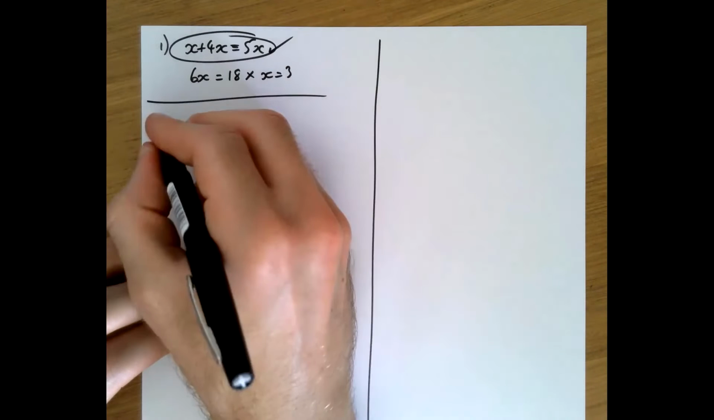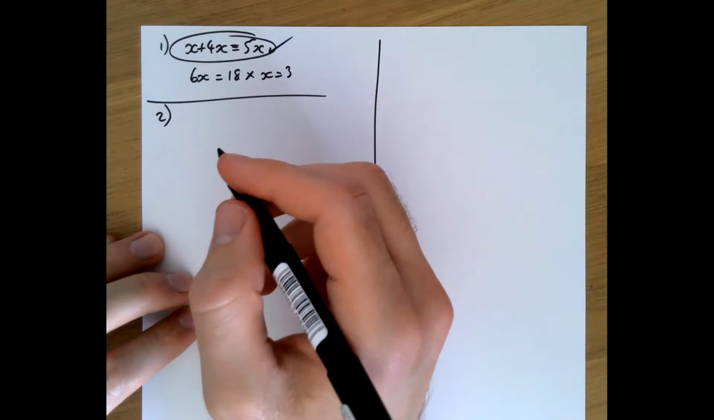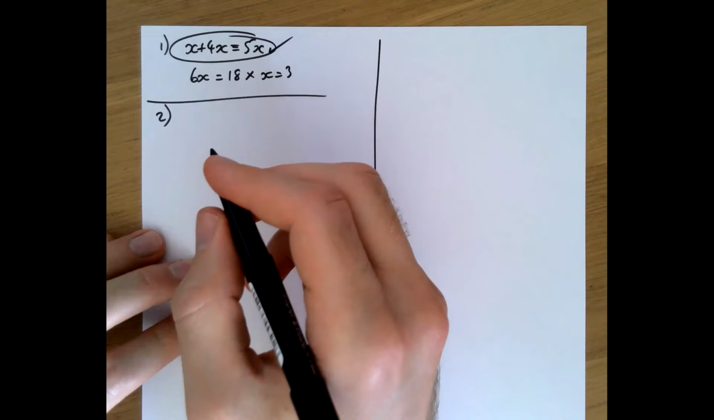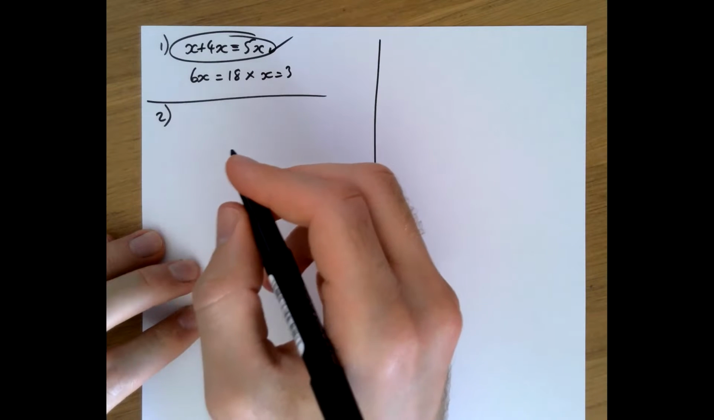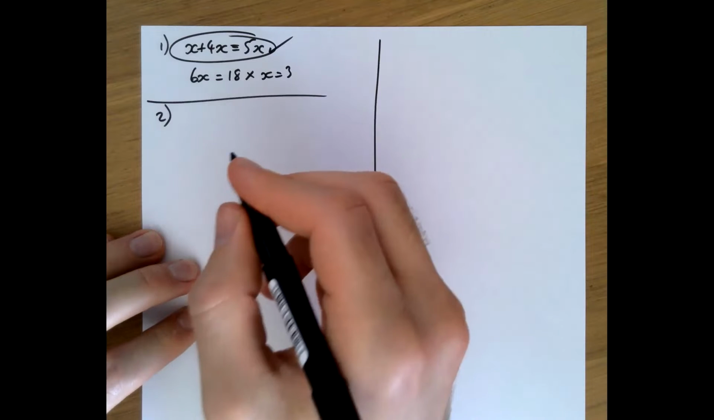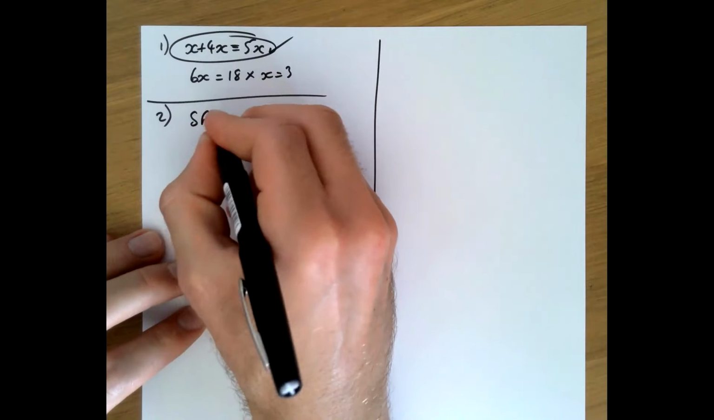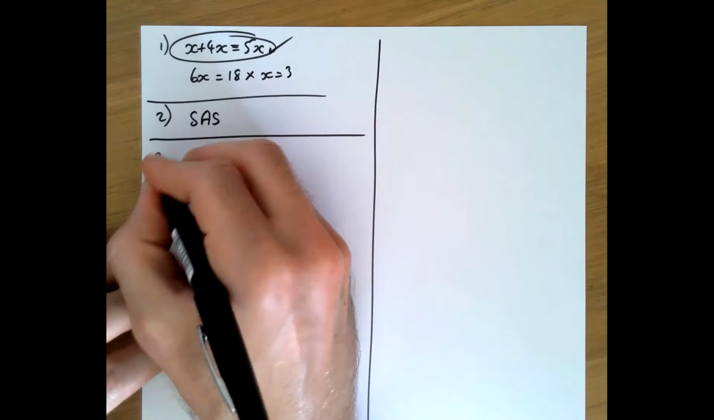Okay, number 2. Circle the reason why these triangles are congruent. Congruent means exactly the same shape and size. We've got 5, 20 and 9. So we've got 5, 20 and 9. We've got side, angle, side. Number 3.